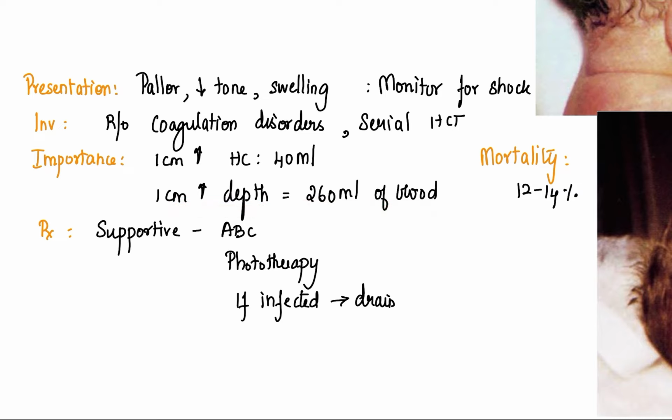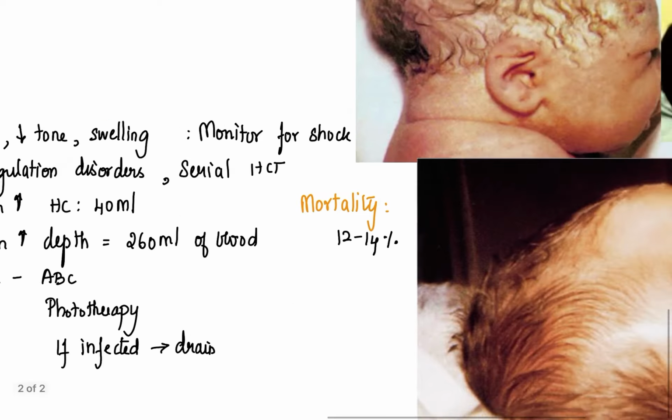So why is it important? Continuous monitoring. If it is going to increase, you know that the baby is losing blood, then you are going to give good supportive care, ABC, including blood transfusion. Phototherapy, because this blood can break down to result in jaundice, and only if infected are you going to drain. Both in case of cephalhematoma and subgaleal hemorrhage, unnecessary drainage should not be done. You will drain only if it is absolutely necessary, like in the case of an infected scalp.